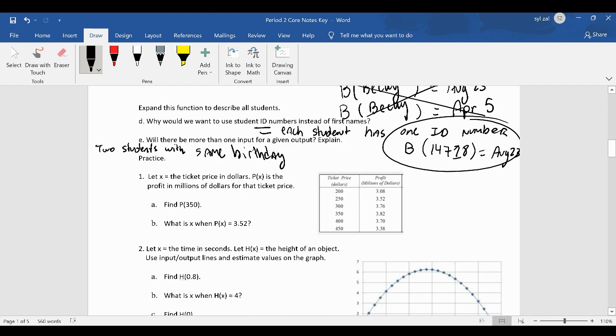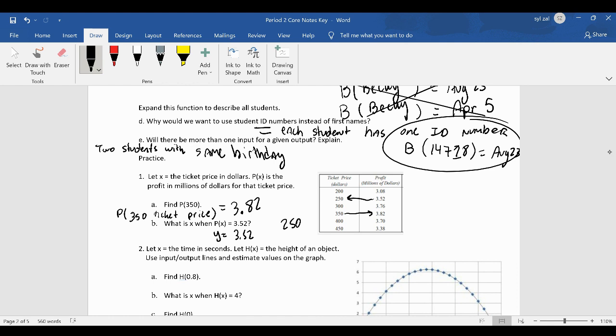All right, so here we're given a table. Let X be the ticket price in dollars, and P of X is then the profit. So this is asking us to find the profit for this specific X value. So find the profit for a $350 ticket price. So our X value is 350 and our Y value there is 3.82. What is X when Y is 3.52? Well, X at 3.52 is 250.